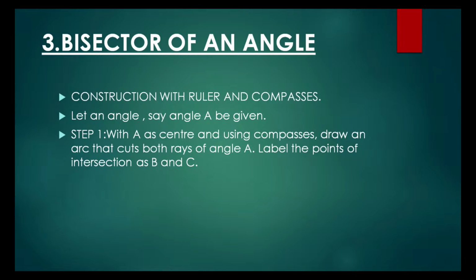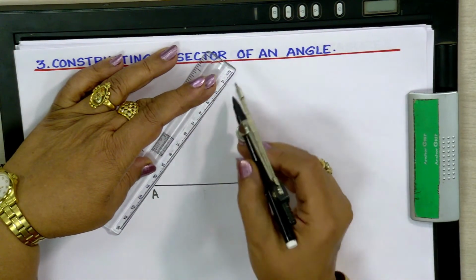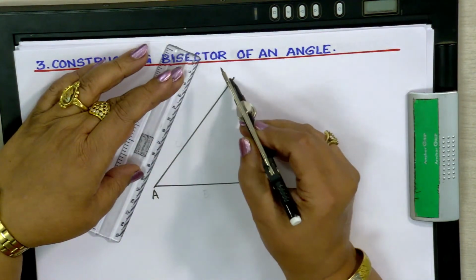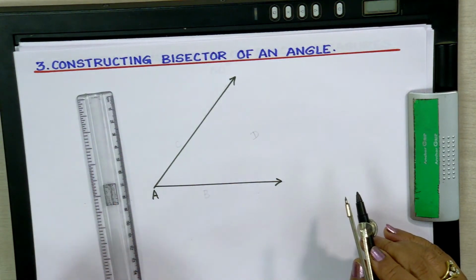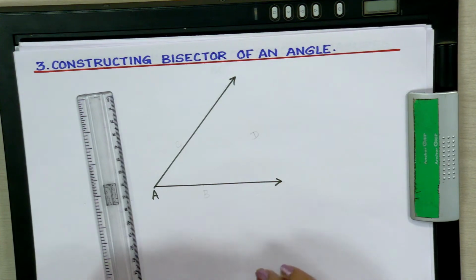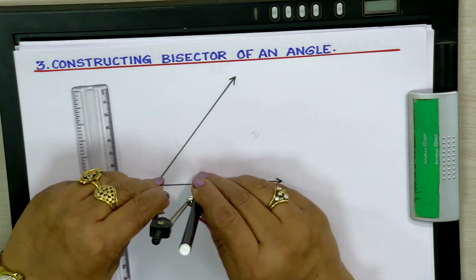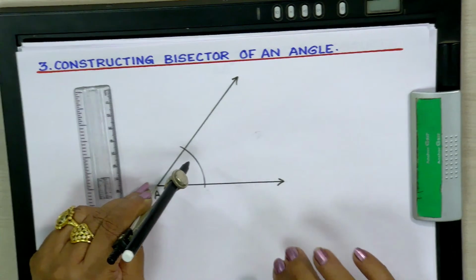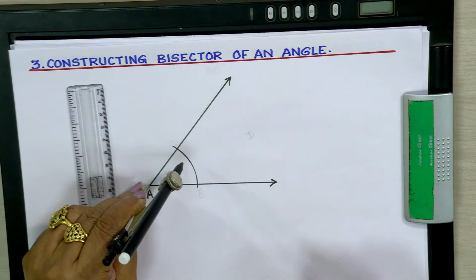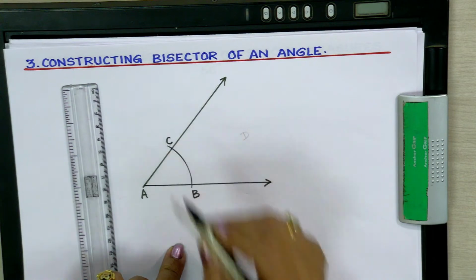Look here, I have this as A, and this is the angle given to us, angle A. I am supposed to construct the bisector of this angle. How will we do it? We will take an appropriate radius and cut two arcs on the two rays to intersect the two rays at points B and C. Let this point be B and let this point be C.